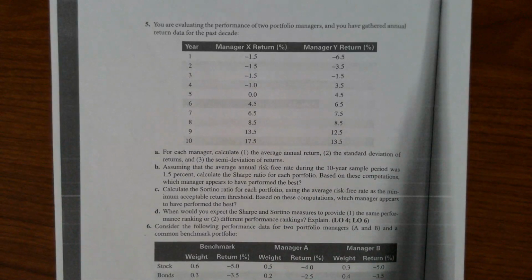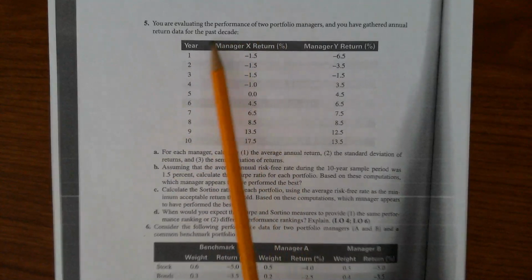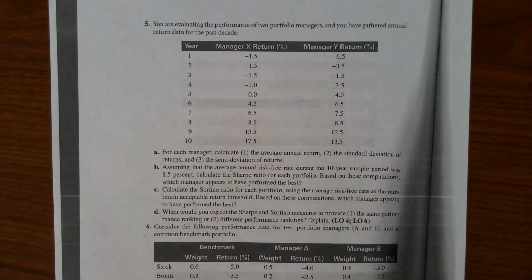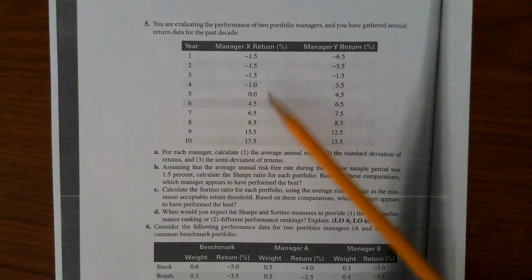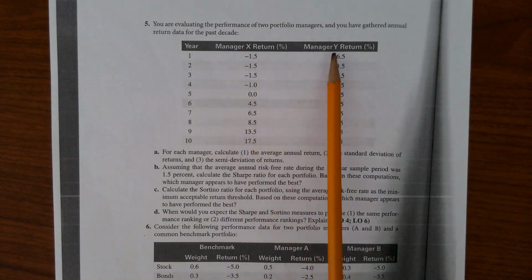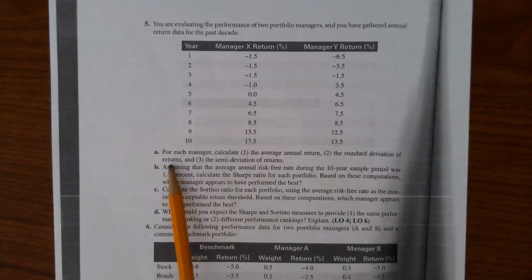Here's the last problem we will look at in the chapter, number 5. It says we have information from the past decade for two managers, manager X and Y. Right? These are annual returns. For each manager, calculate the average annual return. So they want R bar sub X and R bar sub Y. Calculate the standard deviation of returns.